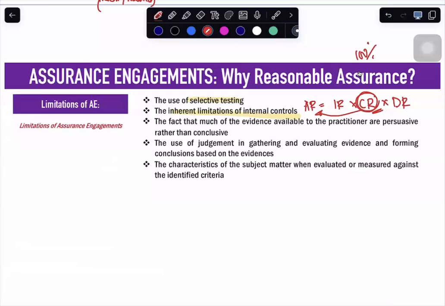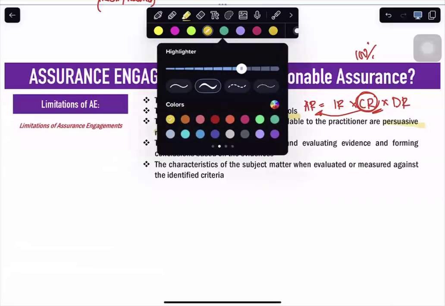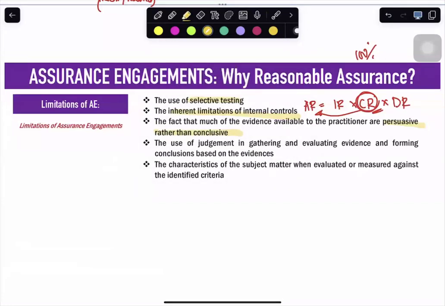Next, the fact that much of the evidence available is persuasive rather than conclusive. We already said that earlier. You cannot conclude out of a particular evidence. It could provide for a particular decision or conclusion, but you cannot say that that is absolutely the conclusion. Next, we have the use of judgment in gathering and evaluating evidence. And then lastly, the characteristics of the subject matter when evaluated or measured against the identified criteria. So those are the limitations of assurance engagement. Take note, why is it a limitation?